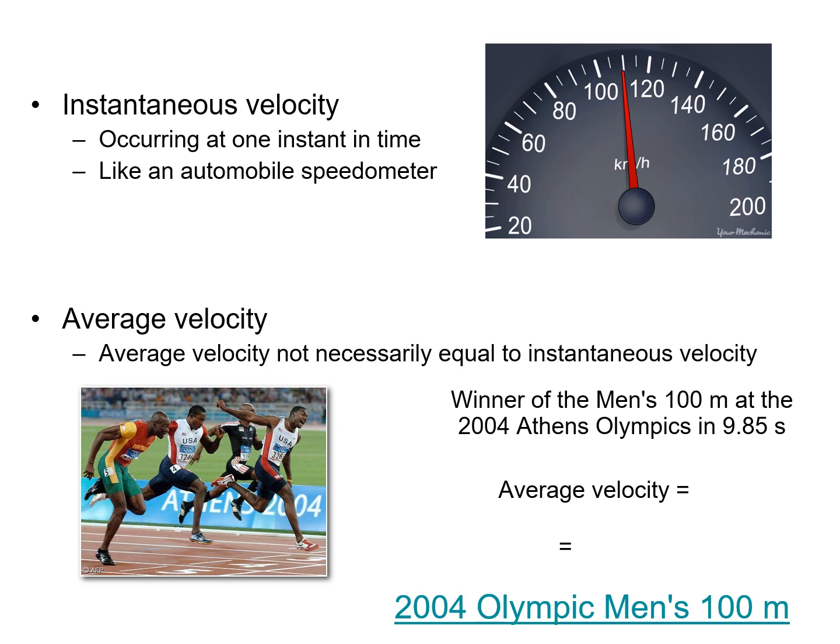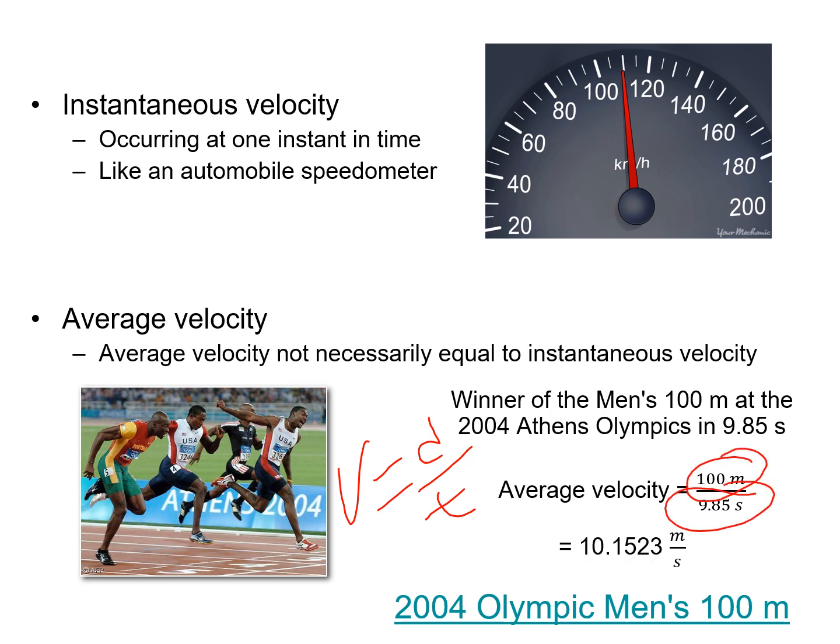When we look at the winner of the men's 100 meters at the 2004 Athens Olympics, they had a time of 9.85 seconds. So we can calculate their average velocity by simply applying that velocity equals displacement over time. So we have 100 meters divided by 9.85 seconds, and that gives us their average velocity of 10.1523 meters per second.